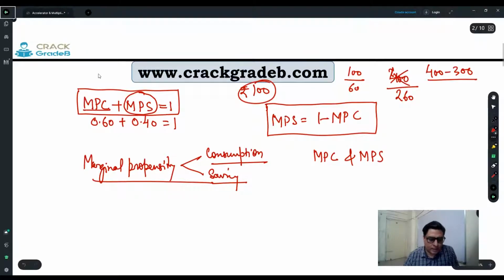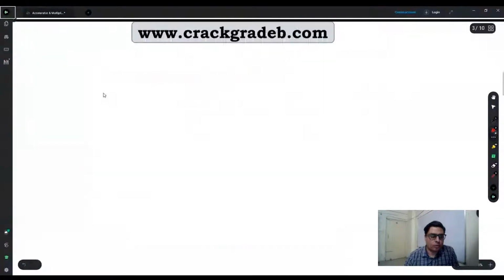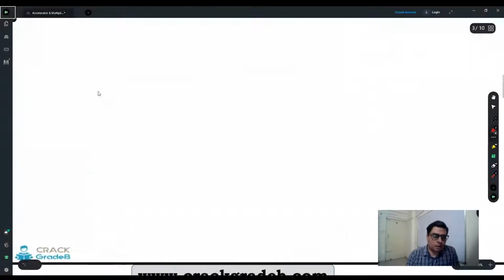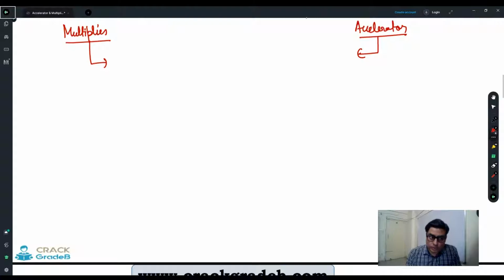Okay, so if it is clear, now we have to understand the main thing of today's session: the multiplier and the accelerator. First, I just want to explain the difference. What do we see in the multiplier and what do we see in the accelerator?